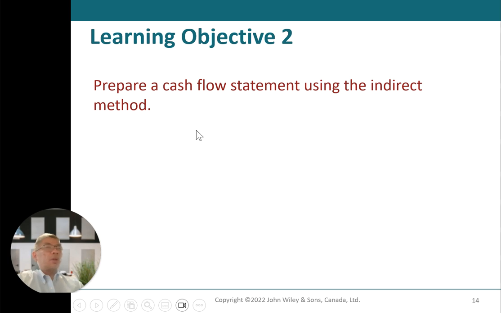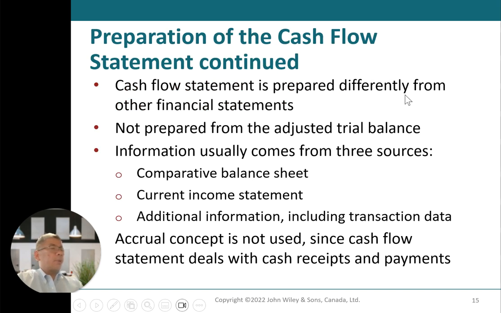In terms of learning objective number 2, prepare a cash flow statement using the indirect method. The cash flow statement is prepared differently from other financial statements, not from just the trial balance. Information usually comes from three sources: the balance sheet, the income statement, and any transaction data. The accrual concept is not used since the cash flow statement deals with cash receipts as well as payments.